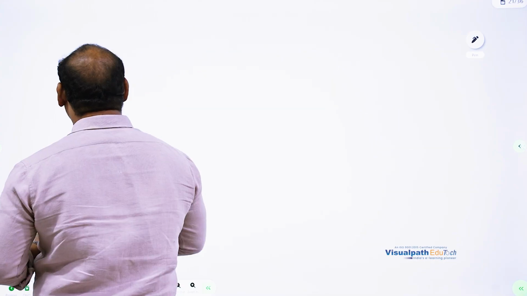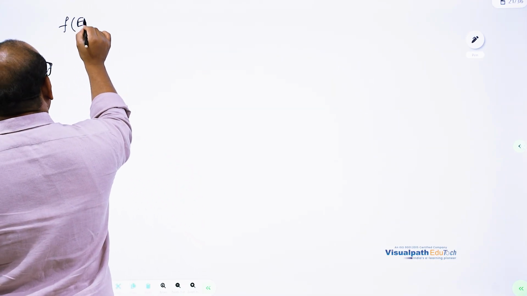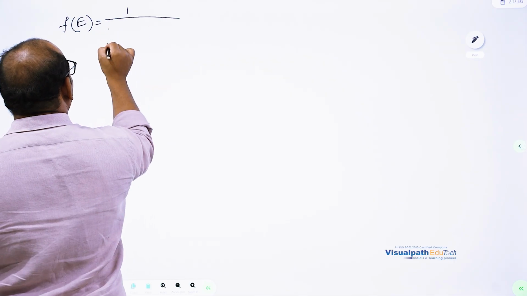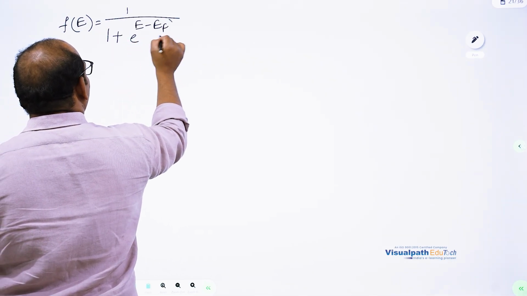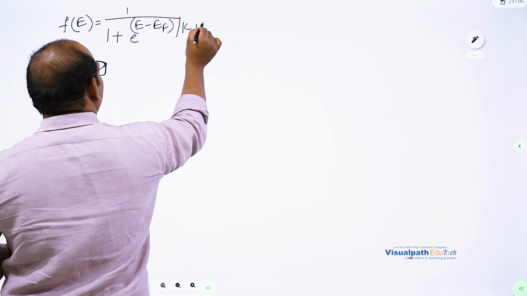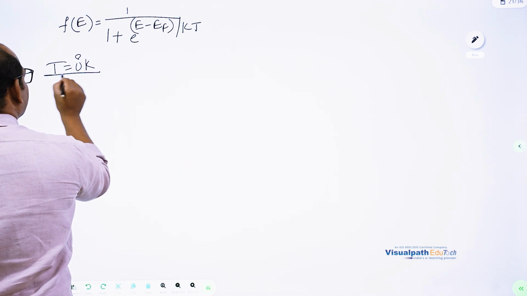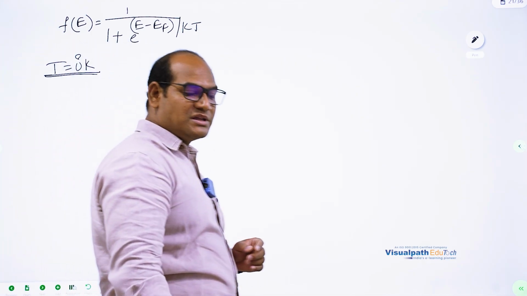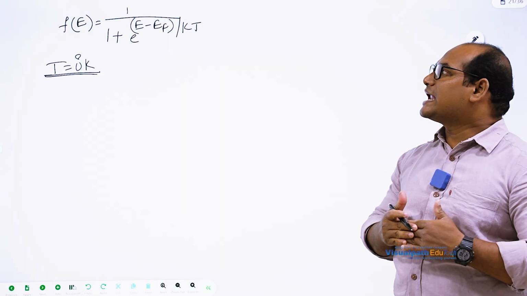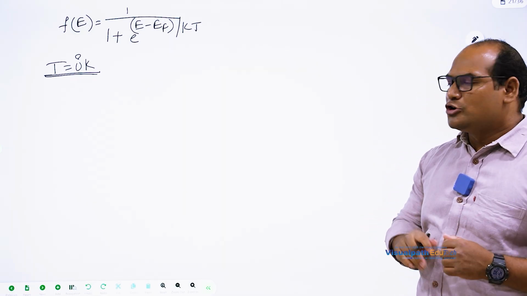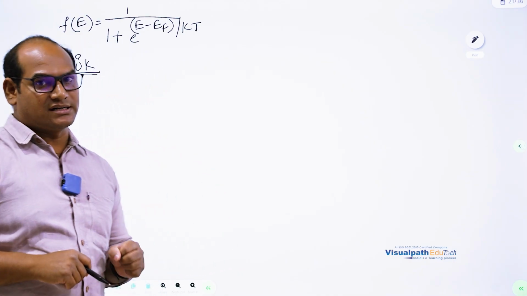Now, for our intrinsic semiconductor, we will discuss this f of E. F of E is equal to 1 by 1 plus e power (E minus EF) by kT. I will discuss this at temperature 0 degrees Kelvin. When you take temperature as 0 degrees Kelvin, for different energy levels, if you calculate the probability, what we are getting, so that we can draw the energy band diagram for the intrinsic semiconductors.